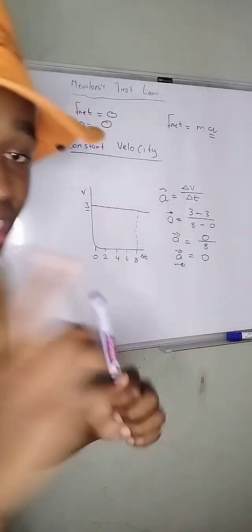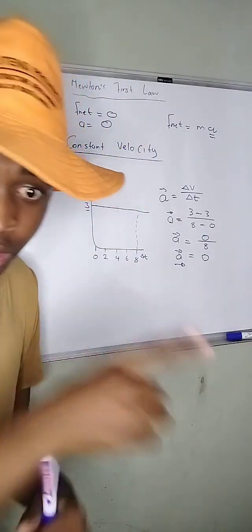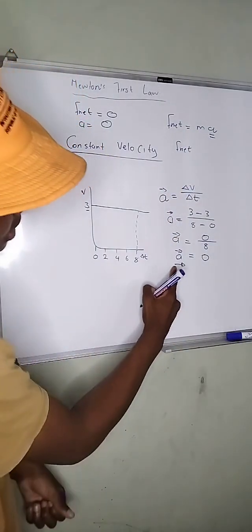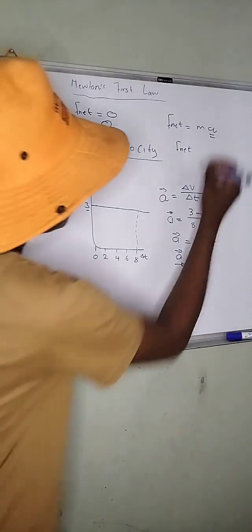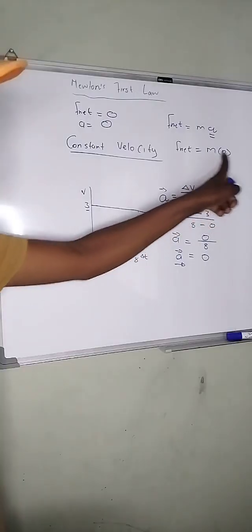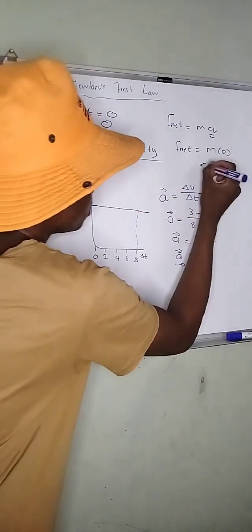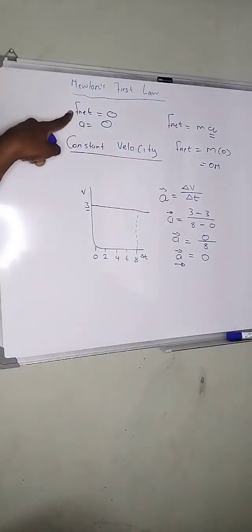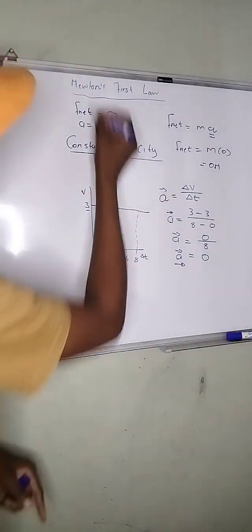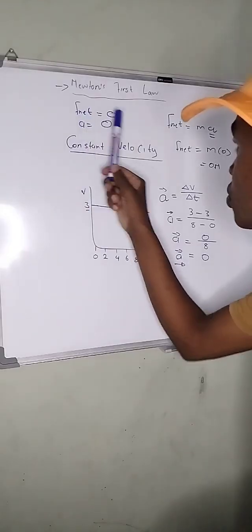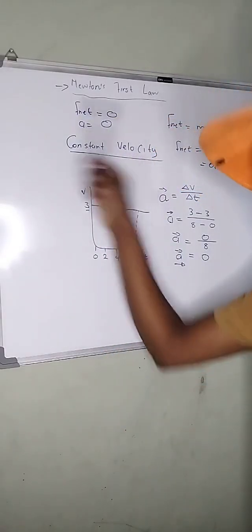Our F net is going to be 0. Why is it 0, for those who don't understand? If the acceleration is 0, I have m multiplied by 0, and that is 0 newtons. And what does F net equal to 0 tell us about the forces?